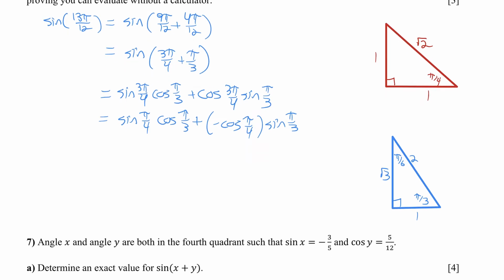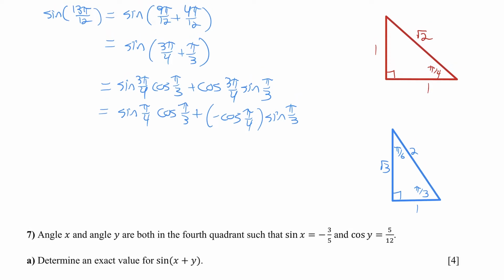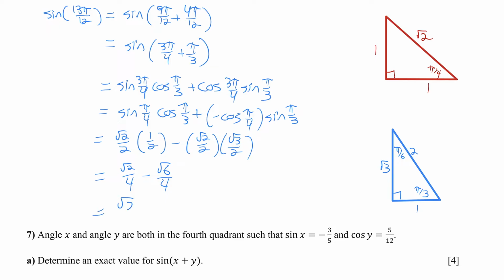And now I can just go ahead and replace each of those four ratios with what my special triangle tells me it's equal to. Sine of pi over 4 is 1 over root 2, which I could rationalize to root 2 over 2. Cos of pi over 3 is a half, minus cos of pi over 4 is root 2 over 2, and sine of pi over 3 is root 3 over 2. When I simplify this, I've got root 2 over 4 minus root 6 over 4. It's a common denominator, so we can write this as a single fraction, root 2 minus root 6 all over 4.